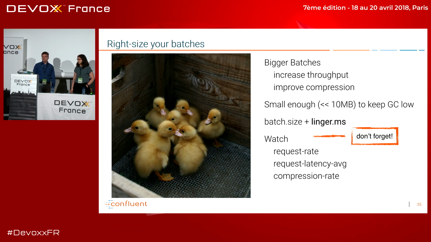And that's something that people often forget, and so they don't get any batching even though they set the batch size. The thing you want to watch out for here is the request rate and the request latency, and that's going to tell you whether you're actually doing batches. If you have a very high rate, that probably means you're not batching enough. And if your request latency is very high, it probably means you have too big of a batch. On the compression rate, you can actually track the compression rate on the producer side as well, and that will tell you if you're reaching the sweet spot around batch size and compression, and that will maximize your throughput without completely causing GC issues.